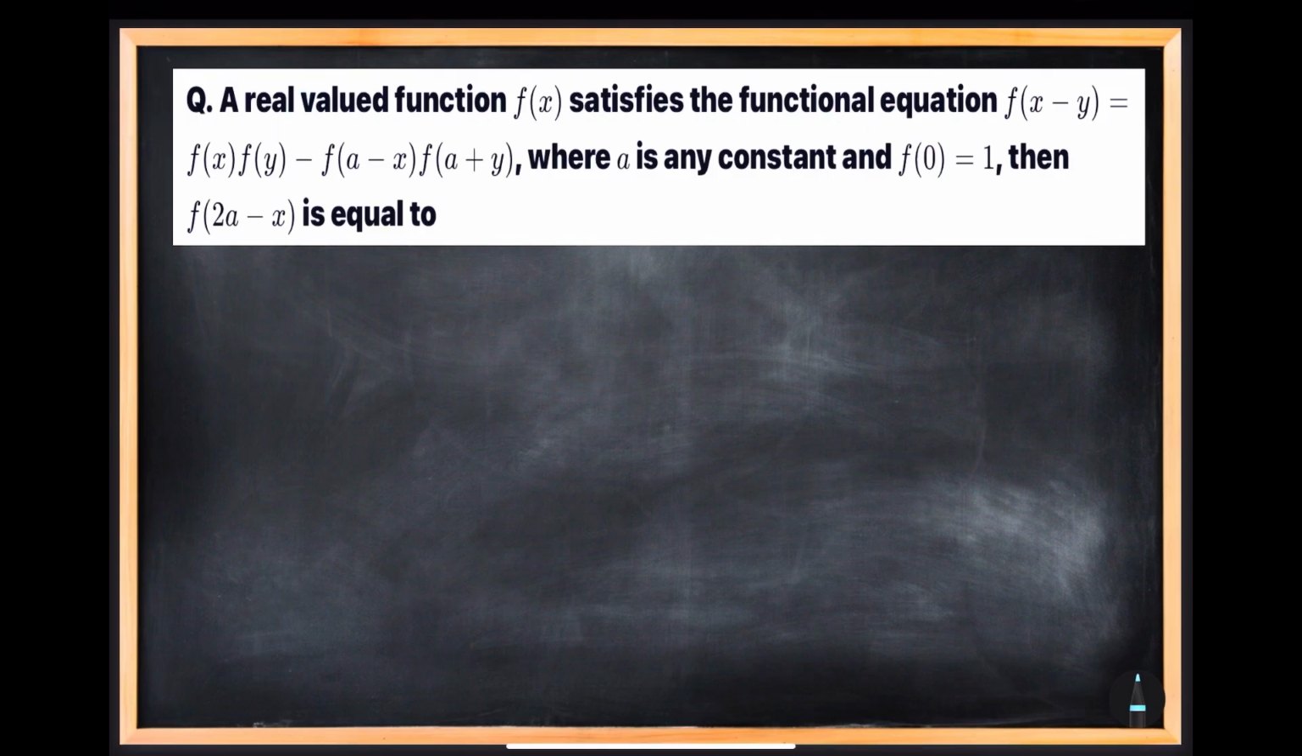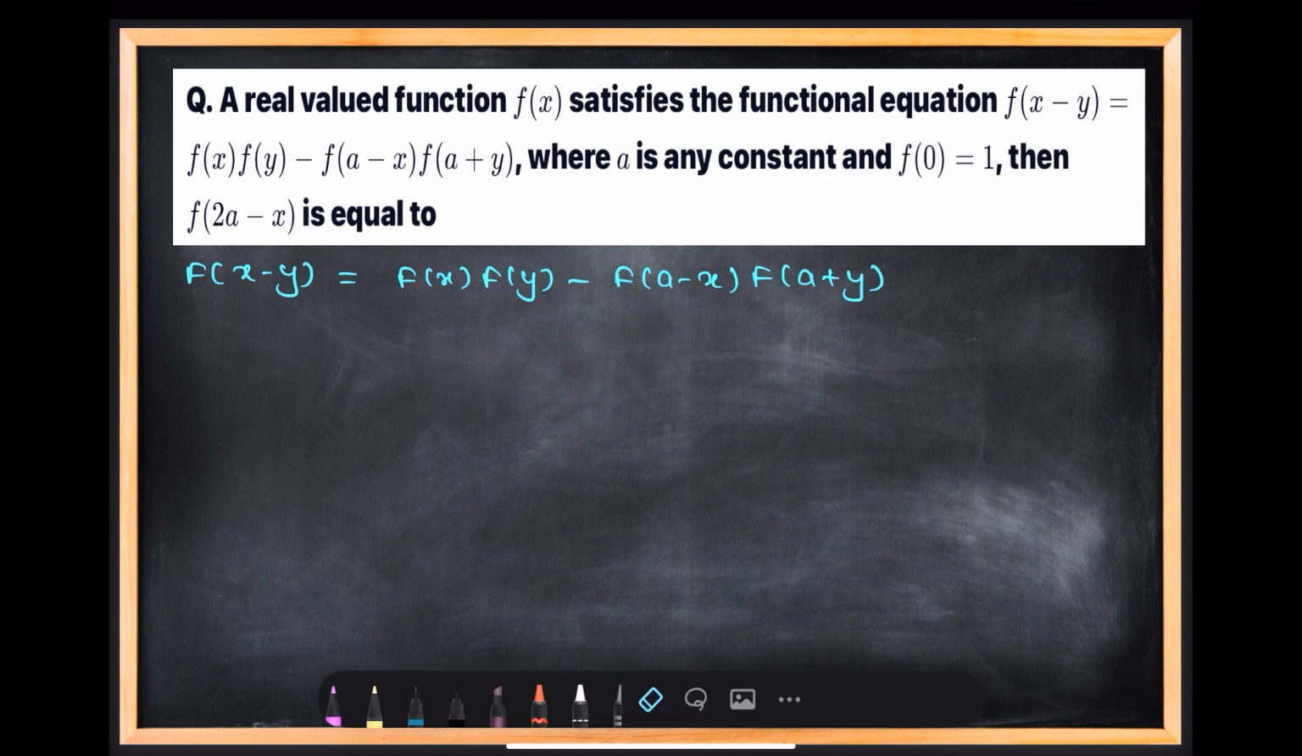So we got this situation to handle. A real valued function f(x) satisfies the functional equation f(x − y) = f(x)f(y) − f(a − x)f(a + y). Okay, and they have given you that f(0) is 1. We will use this information to find out the result now.